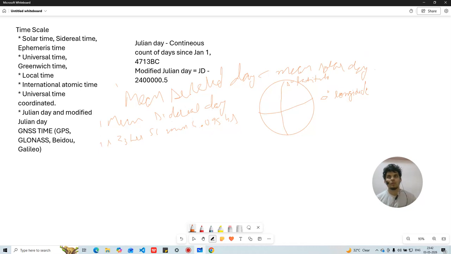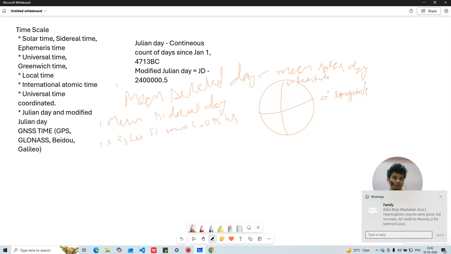Okay, quiz 1. Why is the mean sidereal day about 4 minutes shorter than the solar day? We have already answered that. As the Earth is rotating, a solar day is when you see the sun at the exact same spot on which you saw it the previous day.